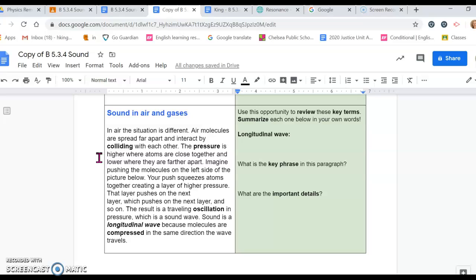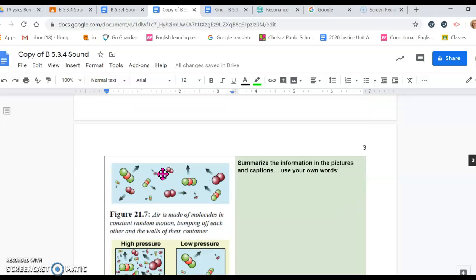Imagine pushing the molecules on the left side of the picture below. Your push squeezes atoms together, creating a layer of higher pressure. That layer pushes on the next layer, which pushes on the next layer, and so on. The result is a traveling oscillation in pressure, which is a sound wave. Sound is a longitudinal wave because molecules are compressed in the same direction the wave travels. Okay? I would definitely highlight this piece, just as a quick reminder you should be highlighting here because that just keeps standing out. All right, we're gonna go on.